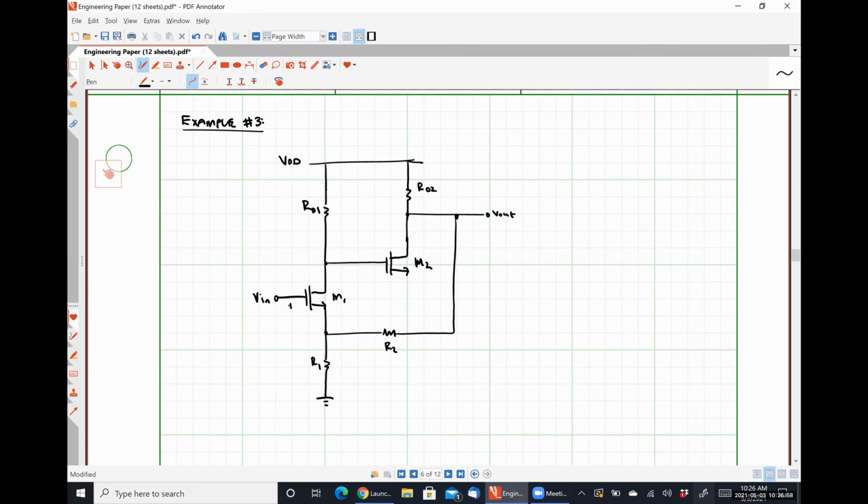I'm going to explicitly show where my error signal is generated, just like before. It's the voltage drop VGS of transistor M1.